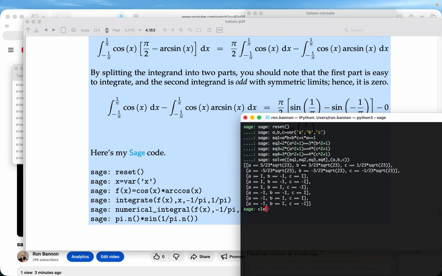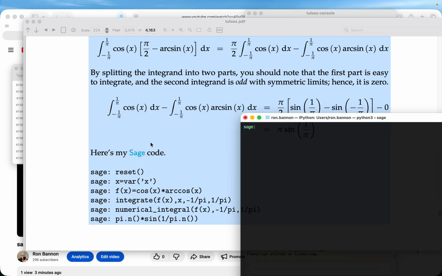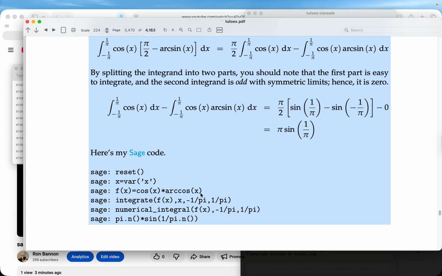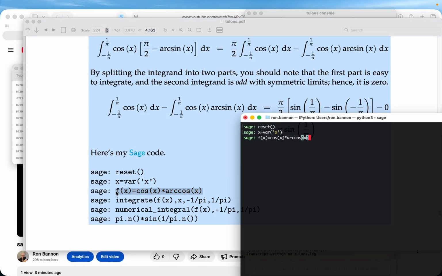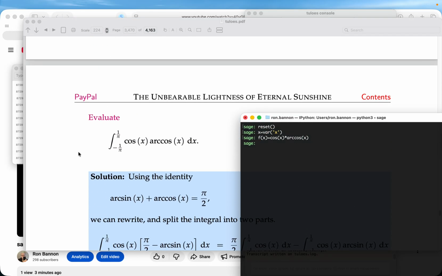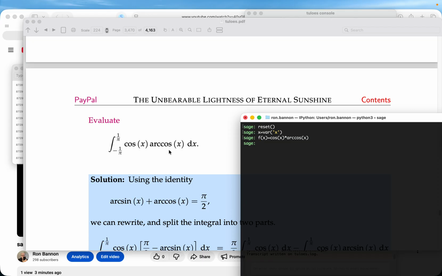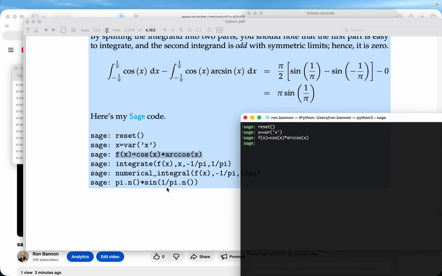And clear the screen. And let's start typing in. So reset, defining a variable x, defining a function f of x. I can do a copy paste here. And this is the integrand. Let me show you the integrand up here. That's cosine x, arc cosine x. That's the integrand. Now I'm going to integrate.